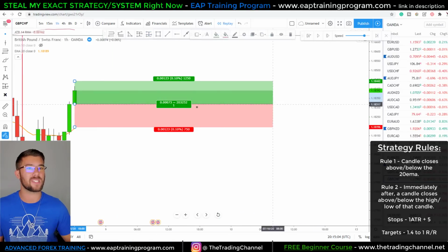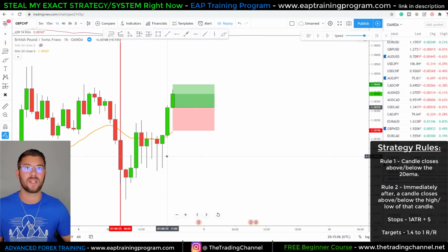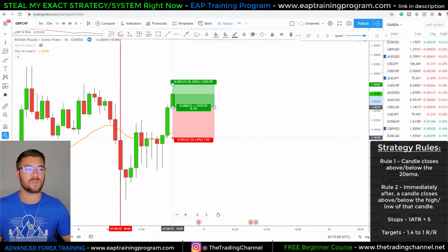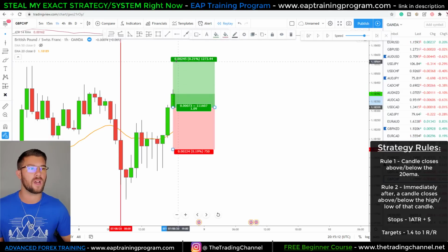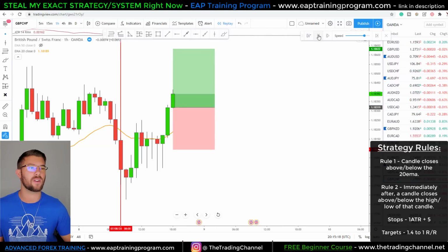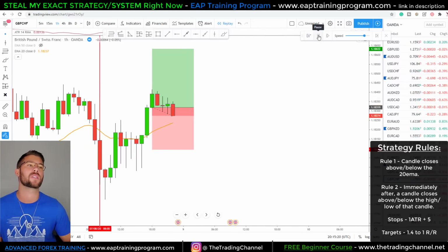This long position would have a stop loss of 1 ATR plus 5, which is 17 plus 5, which is 22. I think this is the trade we looked at a little bit ago, so I know this one's going to win. 1.4. Sorry if that was a creepy laugh. 1.4. All right, let's see if we hit targets or get stopped out on this specific scenario.